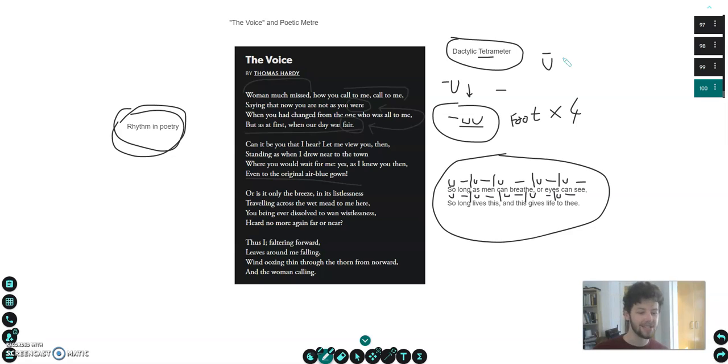It's giddy and excited because of this jumble of stresses, "even to the original air blue gown". It's hard to even say what the stress pattern there is, because it's irregular, and that calls attention to the giddiness of the narrator in thinking, in this more positive second stanza, about when their day was fair, when he and this woman were happy together. And he reinforces the sense of giddiness and excitement that the narrator feels through the use of meter.